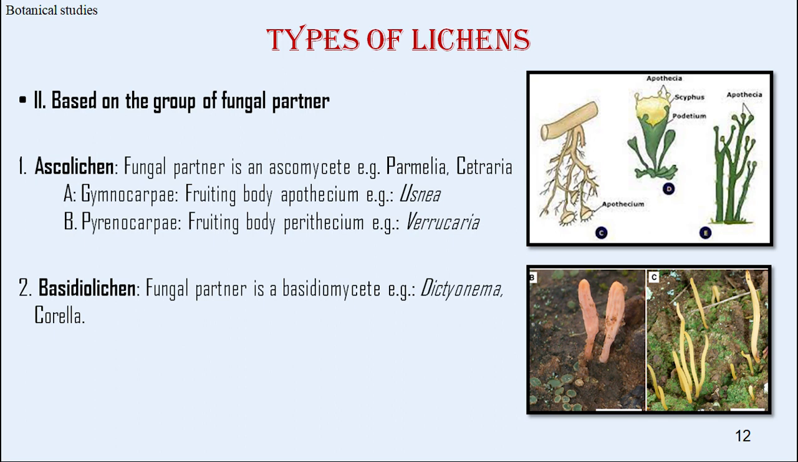Second, based on the group of fungal partner, the lichens are of two different types: ascolichen and basidiolichen. In ascolichen, the fungal partner is an ascomycetes group of fungi. For example, Parmelia, Cetraria. There are two subtypes of ascolichen: gymnocarpy and pyrenocarpy. In gymnocarpy, the fruiting body is apothecium, for example, Usnea. In pyrenocarpy, the fruiting body is perithecium, for example, Verrucaria. Second type, basidiolichen, in which the fungal partner is Basidiomycetes fungi. Example, Dictyonema and Corella.